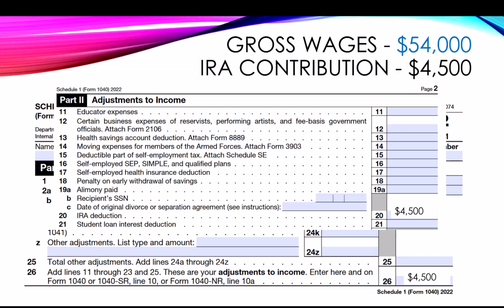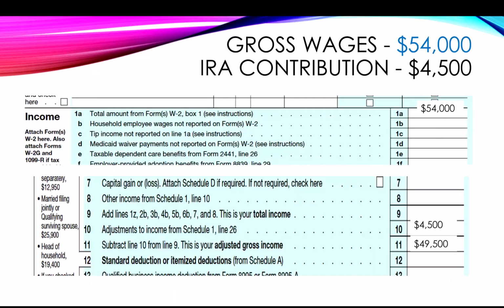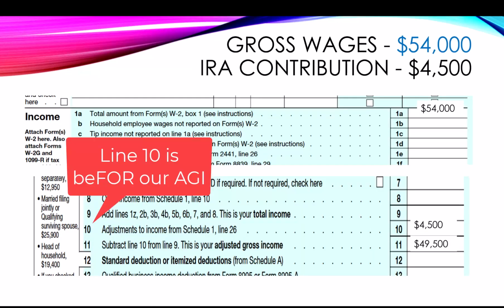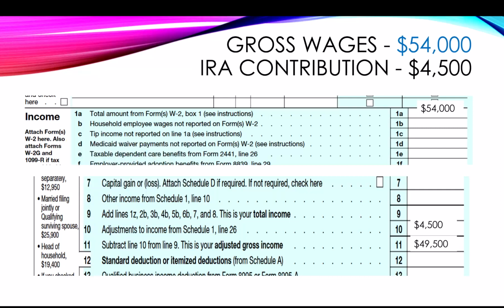If this is the only for AGI deduction that Amani has on Part 2 of Schedule 1, then line 26 will also reflect the $4,500, and we'll follow the instructions to report the $4,500 on line 10 of our 1040. When we carry that forward to line 10, we can see that it reduces our adjusted gross income because line 11 tells us to subtract line 10 from line 9.